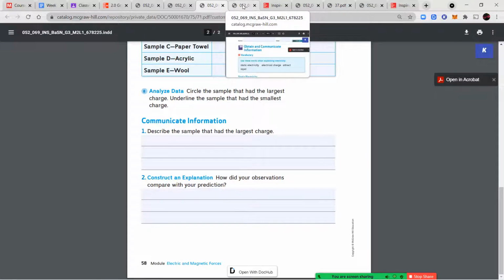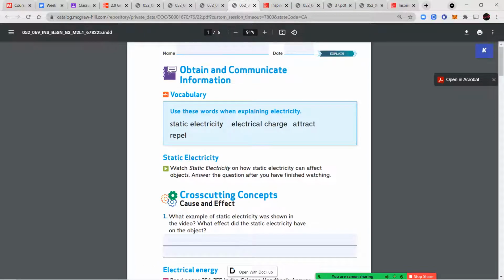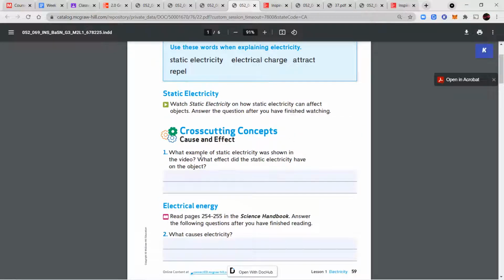Once we've completed all the questions related to our observation, we're going to take a look at our vocabulary. We're going to watch the static electricity video on how static electricity can affect objects, and then we're going to answer the questions. What example of static electricity was shown in the video? What effect did the static electricity have on the object? So you have two things you need to answer here on the lines. After that, we're going to get into our reading.